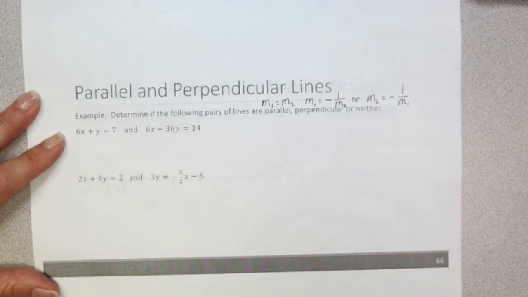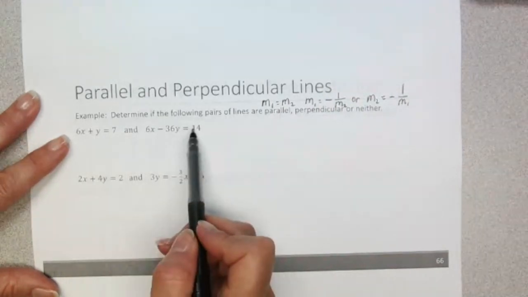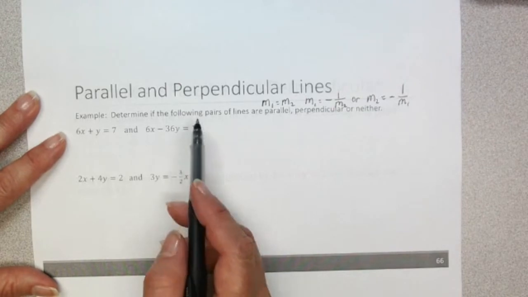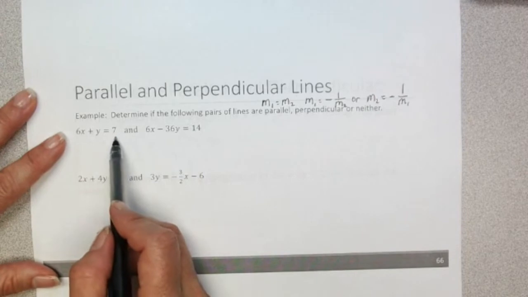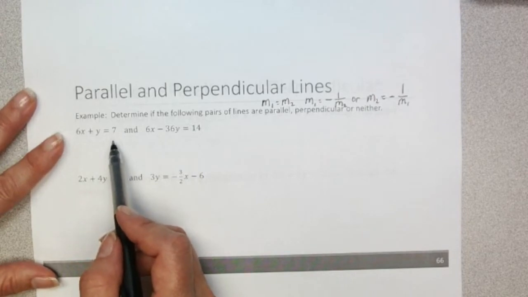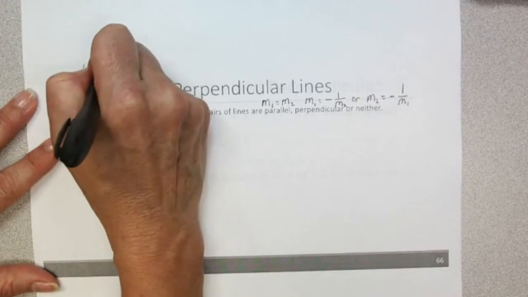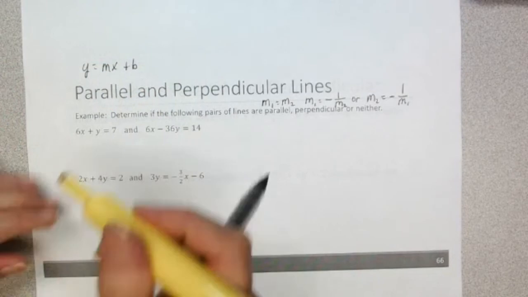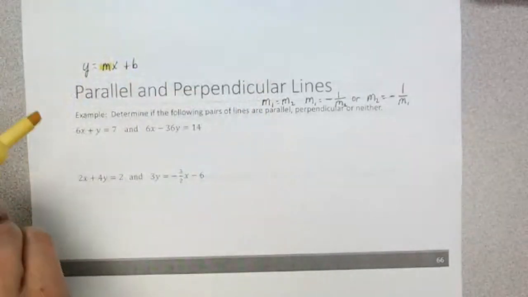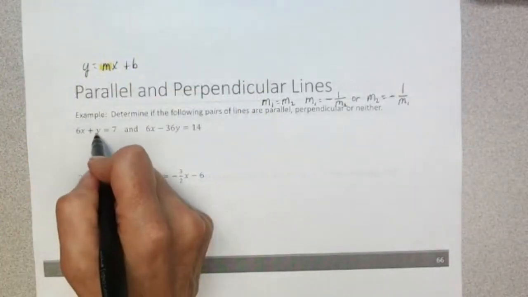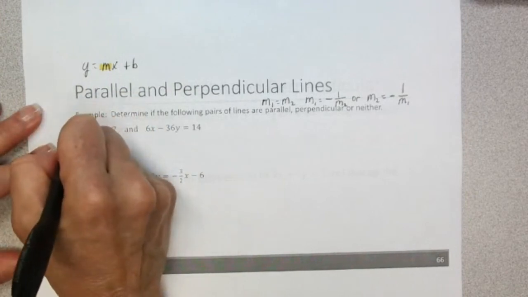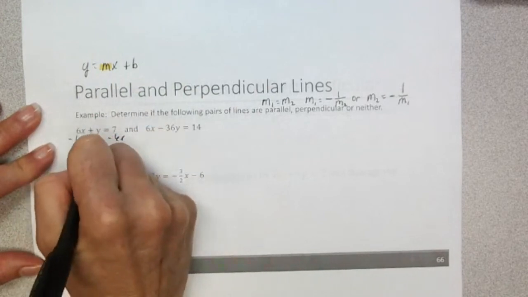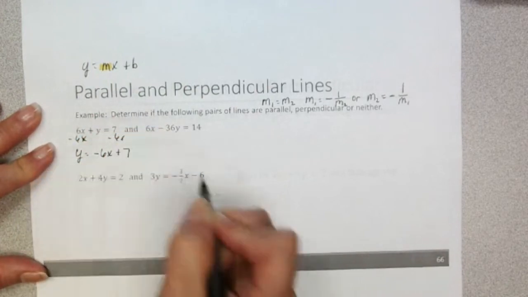So to determine if these two equations are parallel, perpendicular, or neither, I need to know what the slopes are, right? So I can compare those slopes. Well, the easiest way to determine the slope of an equation is to solve for y. Put it in its slope-intercept form, y equals mx plus b, because then the slope is going to be the coefficient of the x. So let's do that. Solve for y. For this first equation, all I have to do is subtract 6x from both sides. So then y equals negative 6x plus 7.